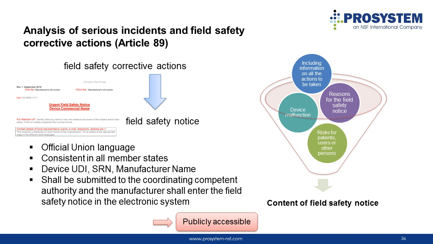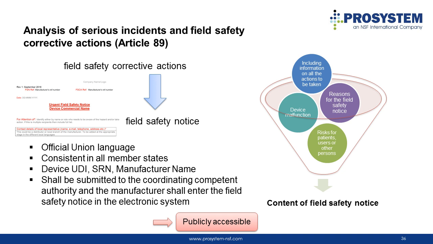The manufacturer shall ensure that information about the field safety corrective action taken comes to the users of the device in question without delay. Therefore, the field safety notice will be issued based on the FSCA. The field safety notice should cover, firstly, a precise statement of the actions to be taken. Secondly, reference to the malfunction. Thirdly, reasons for the safety notice. And lastly, the risks for patients, users, and third parties.